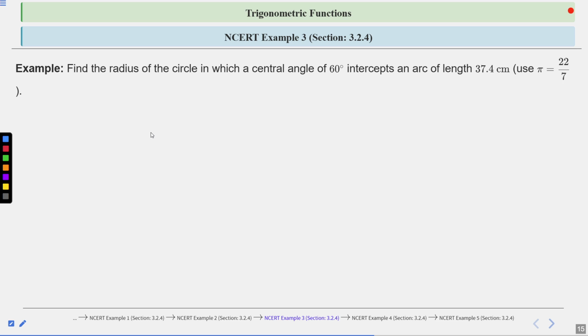So the arc length is already given to you, 37.4 centimeters. The angle is also given to you. You have to just find out the radius in centimeters. Clear? Now the solution.